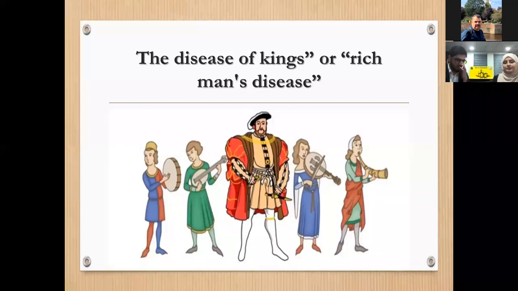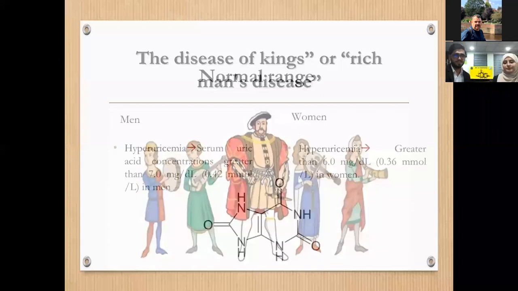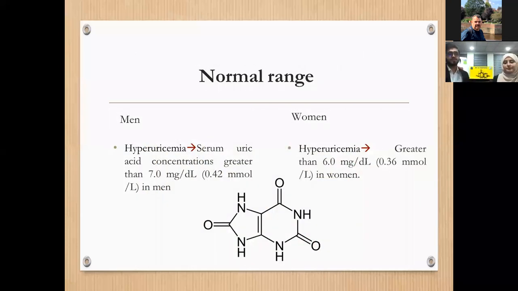So what do you mean by that? Because in the past, ancient kings and rich men were eating a lot of meat and foods high in purine content, and especially beverages like alcohol. So eventually they developed gout, and that's why it was known as the disease of kings or rich man's disease. Of course, hyperuricemia is defined as serum uric acid concentration above the normal range.